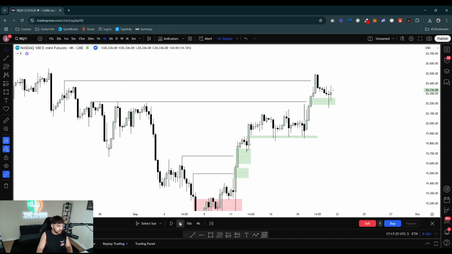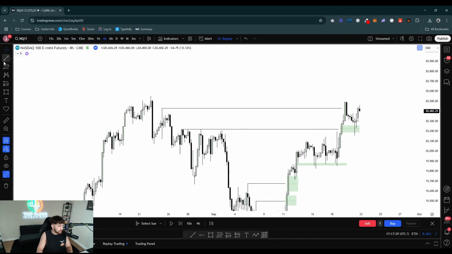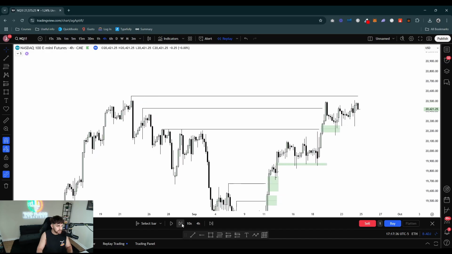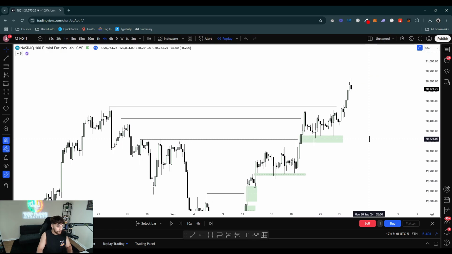So let's fast forward here. So we come back down to it, we tap it, and let's see, our next draw on liquidity is going to be right up here, right? So let's go ahead and fast forward this. So we end up respecting it, and we end up pushing right up to it, okay?